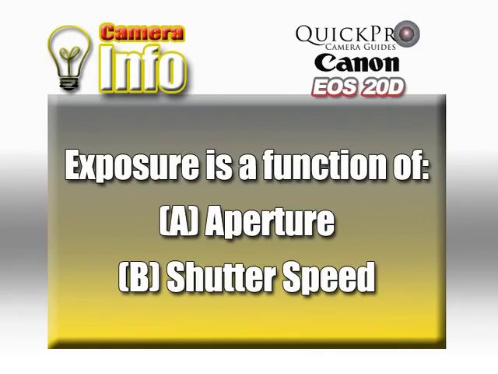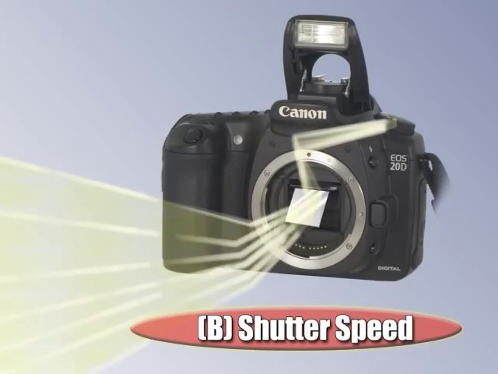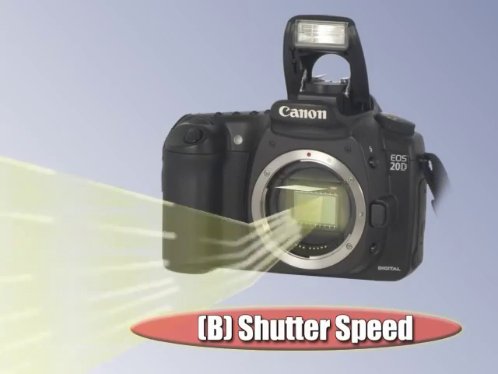B, the duration of the shutter opening or shutter speed, measured in fractions of a second. The longer the shutter speed, the more light will reach the sensor, and hence the lighter the image.